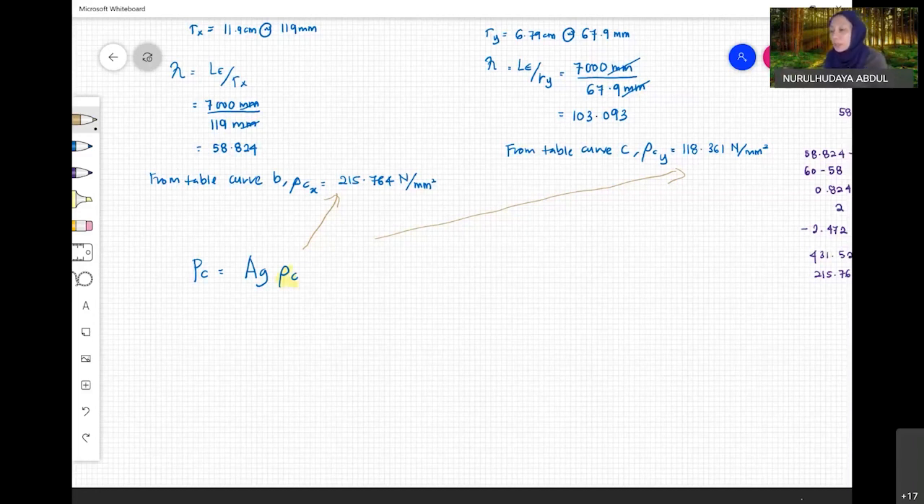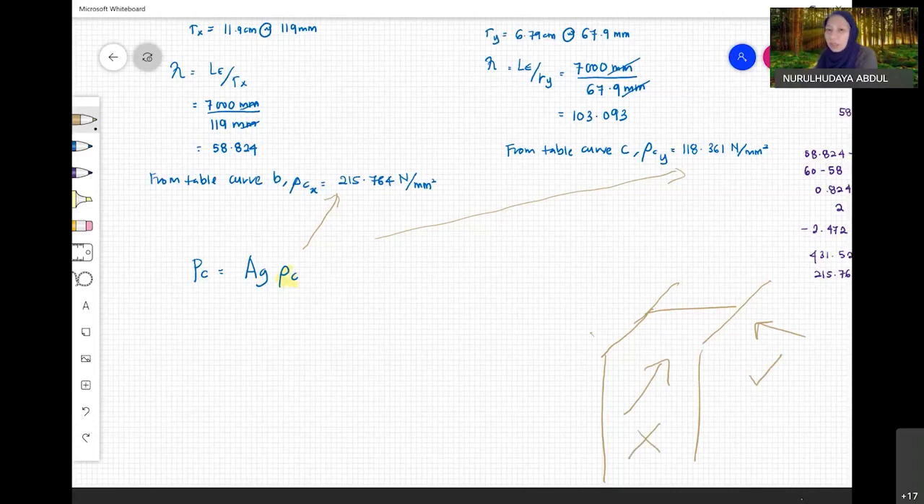So if you apply loading that only complies with PCX and you don't consider PCY, the YY direction will fail. Because your column is standing upright like this. So the XX direction is okay, but the YY direction is not okay. We cannot design like that. We must make sure that both axes are okay. So we take the PCY value, meaning the lower strength, to calculate and compare with the axial load acting on the column.